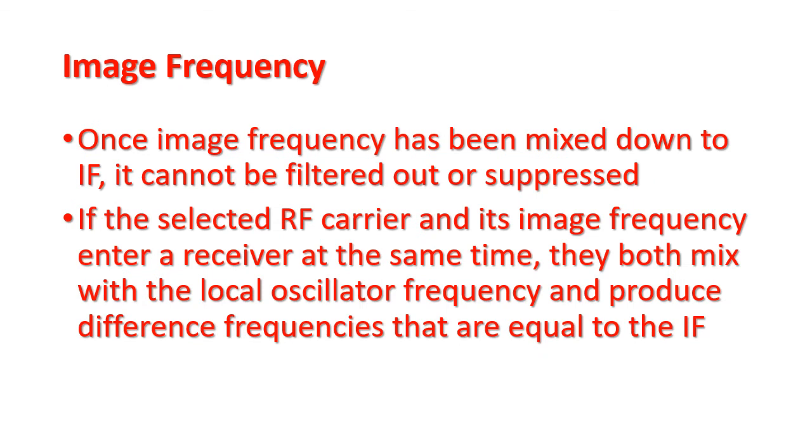Once the image frequency has been mixed down to IF, it cannot be filtered out or suppressed. If the selected RF carrier and its image frequency enter a receiver at the same time, they both mix with the local oscillator frequency and produce different frequencies that are equal to the IF.